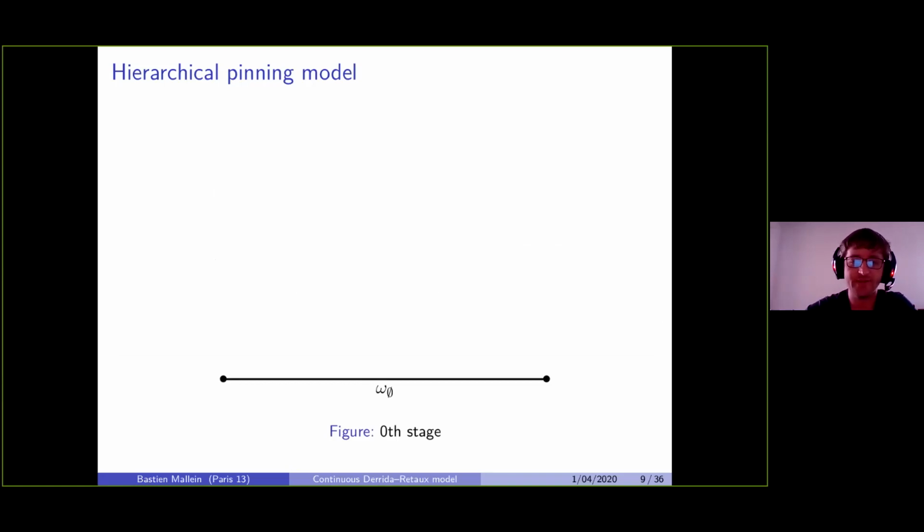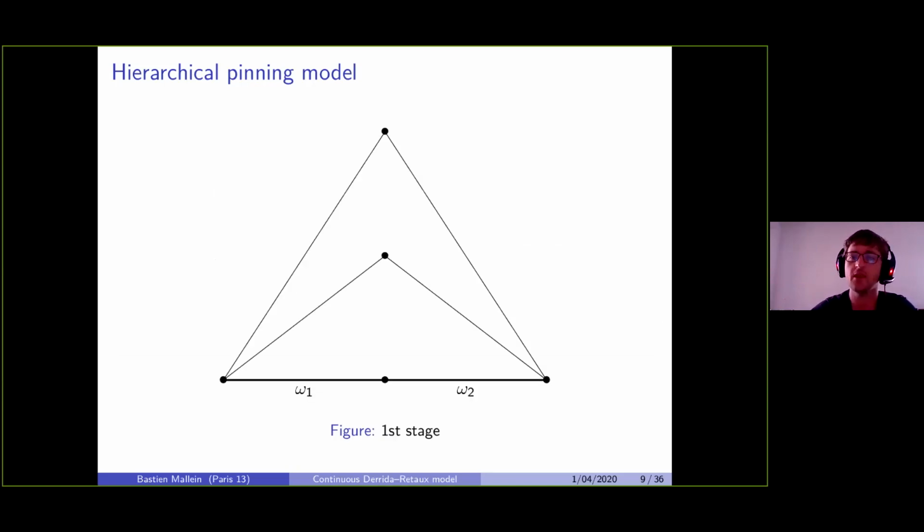So, here is the graph. You start at stage 0 with just one edge. It's not a very interesting graph. And to get the graph at the first stage, you replace this edge by b parallel edges. Here b is equal to 3, so I replace it by 3 parallel edges. And you see that the binding energies are all on the bottom pair of edges, right?